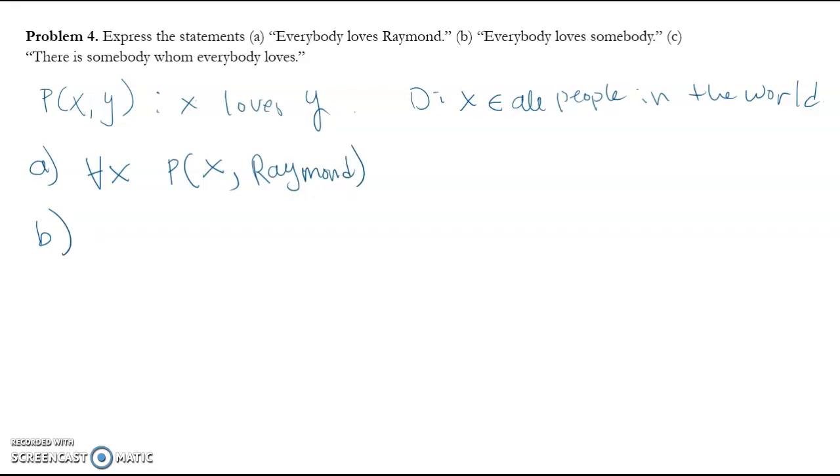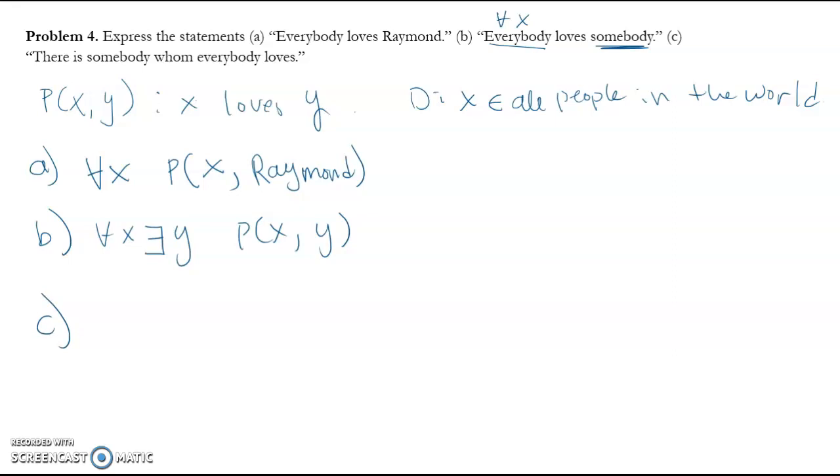Let's go ahead and take a look at B. Everybody loves somebody. So again, we're using everyone, so that's going to be for all x. Okay, so for all x, there's going to exist someone that we love. So there exists someone y such that p(x,y). Okay, so that's the expression of B.